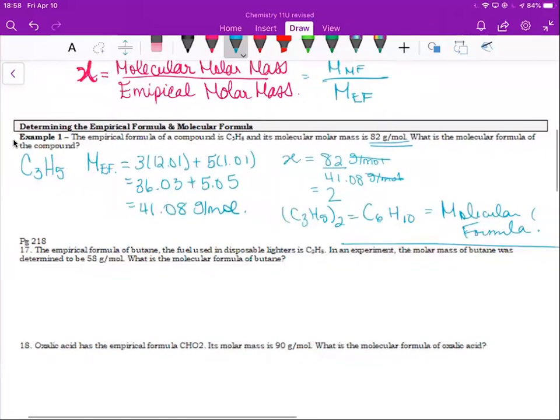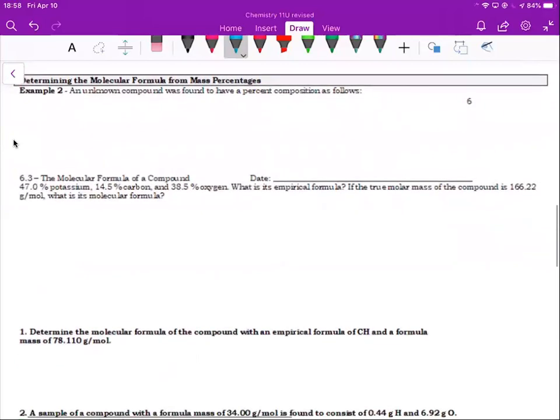Everything is going to be given to you, whether it's your empirical formula or the molar mass. So let's look at this question and see what I did. I was given the empirical formula, so from that I'm able to calculate the molar mass of my empirical formula. And then because I was given the molar mass of the molecular formula, I'm able to find my multiplier 2, multiply the subscripts in the empirical formula, and then I get my actual molecular formula.